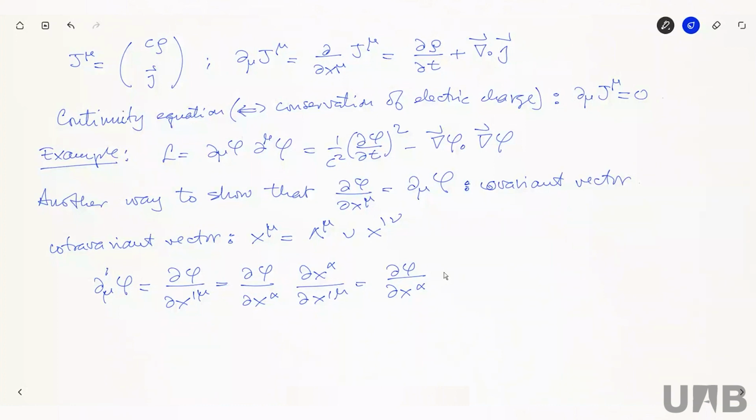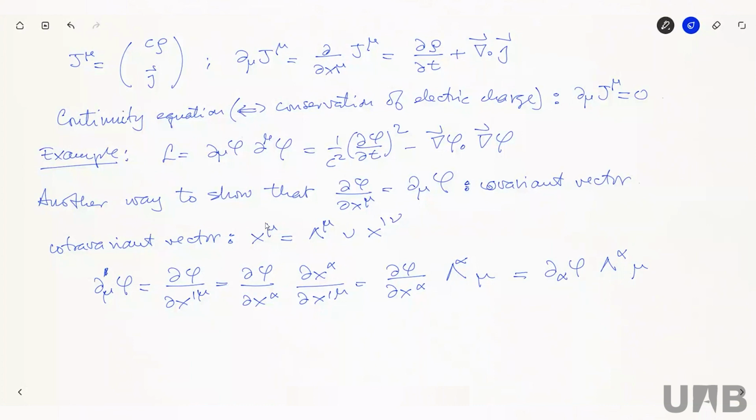The lambda matrix. Yes. And the index? Alpha upstairs and mu downstairs. Yes, very good. Absolutely, that's exactly what it is. Okay? So that means that this guy transforms into this guy times lambda alpha mu. Okay, so the prime guy transforms as the unprime guy times lambda.